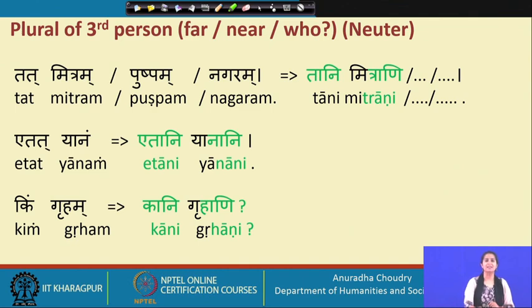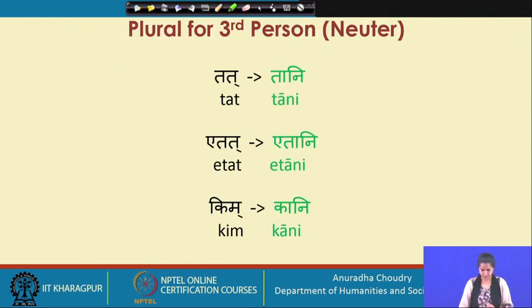So, you would have noticed that in the yanani, there is no murdha na. The nasal is not a murdha one, because the regular form is the dental na. So, just bear that in mind when you notice differences in the plural of the neuter gender sometimes. So, putting it together here for you. Tat, tani, etat, etani, kim, kani.